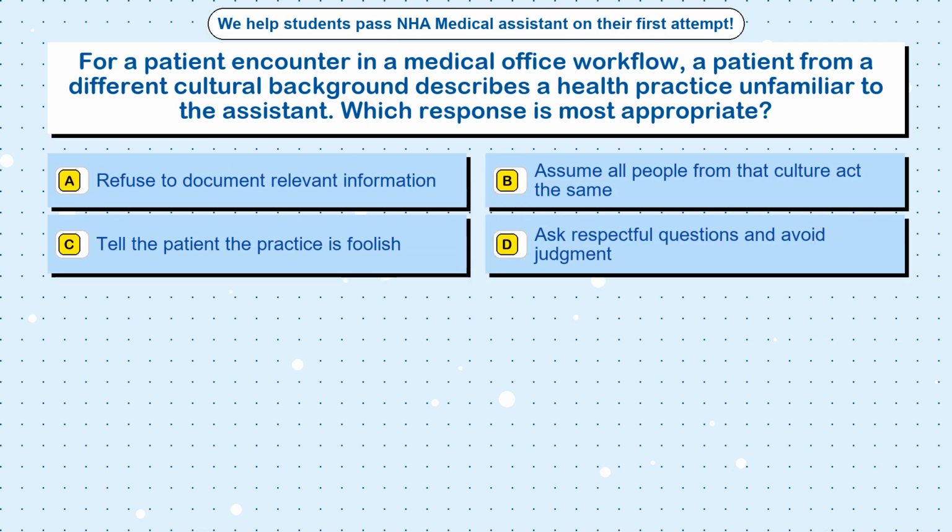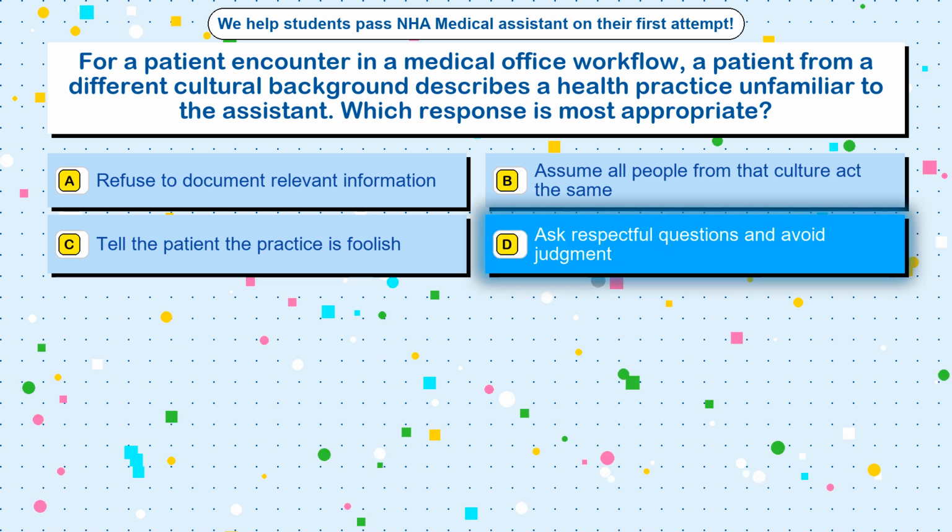Question 69. For a patient encounter in a medical office workflow, a patient from a different cultural background describes a health practice unfamiliar to the assistant. Which response is most appropriate? Option A. Refuse to document relevant information. Option B. Assume all people from that culture act the same. Option C. Tell the patient the practice is foolish. Option D. Ask respectful questions and avoid judgment.